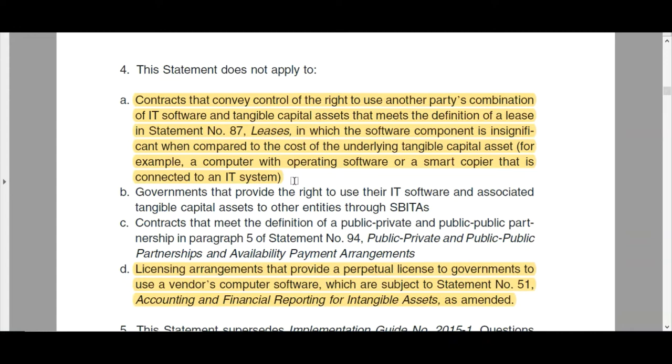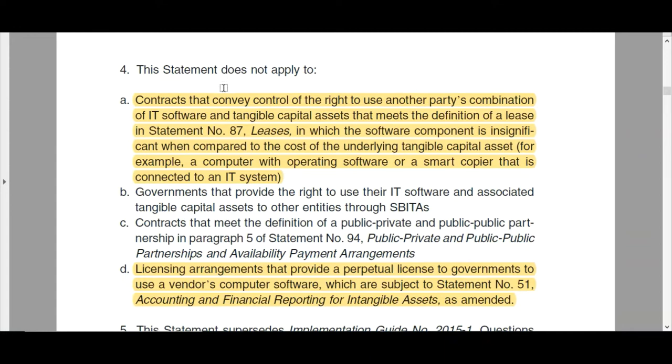So you kind of have to really pay attention to your contract and the software component portion of the contract, whether or not you're going to split the baby in essence. And also look at B and C as well, but those are just a little more nuanced.